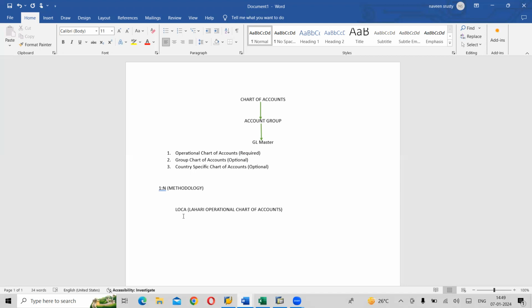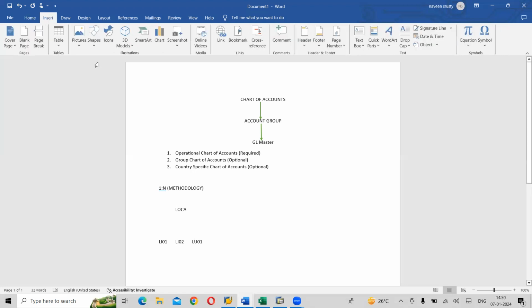How can we maintain a chart of accounts? Two methodologies we can use. One is the 1:n methodology. One operational chart of accounts can be linked to all the member company codes. What are the company codes we have? LI01, LI02, and LU01. I am creating one chart of accounts named LOCA, and this chart of accounts can be linked, integrated, to all the member company codes: LI01, LI02, and LU01.